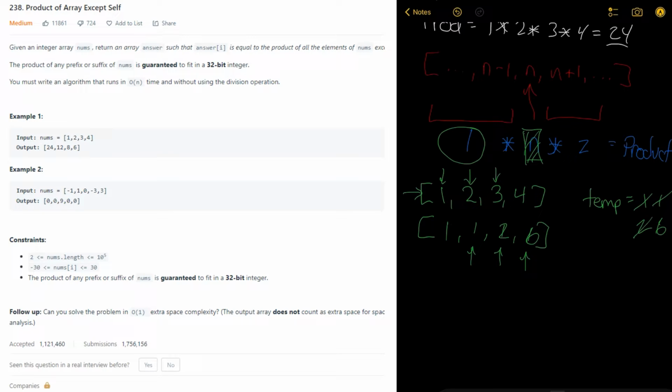And so now what we have done is the array on the bottom here signifies the product of the values to the left of the index in the original array. So if you look at the 3 in the original example, the product of the values to the left of it is 1 times 2, which is 2, which is what we have in the corresponding index here. If you look at the 4, the product of the values to the left of it is 1 times 2 times 3, which also gives you the 6 that we're looking for right there.